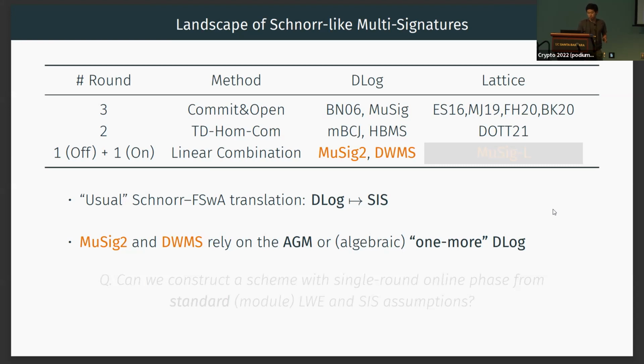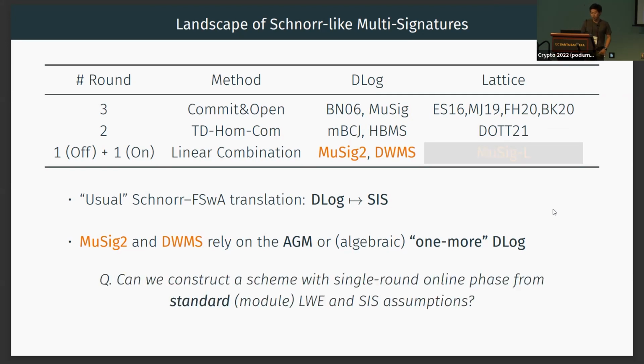Because these constructions rely on either the algebraic group model or the one-more discrete log assumption, it's hard to directly translate this construction into the lattice setting. Of course, in principle, you can consider a lattice-based analog of AGM or the one-more discrete log assumption. But definitely, at the moment, it's not a standard assumption yet.